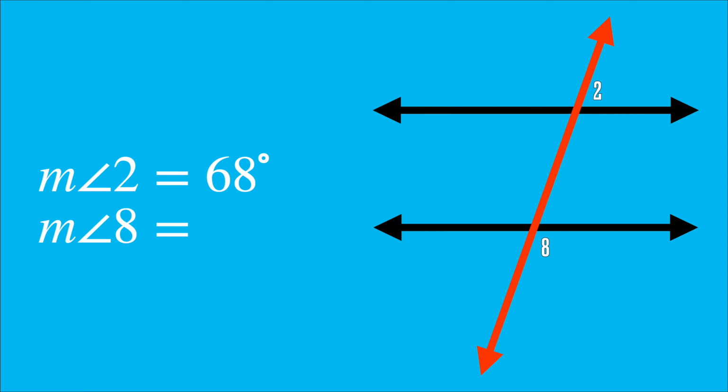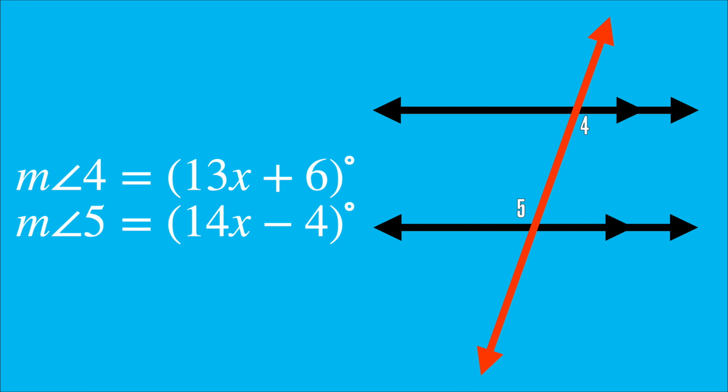All right, in this case, angle 2 is 68 degrees, so we're looking for angle 8. Well, let's see. Angle 2 and angle 8 are same side exterior, which means they should be supplementary. But also, if we just look, 2 looks like it's acute, and it is, which means 8 would have to be obtuse. Looking at it, you can tell that they aren't meant to be the same angle. So we would do 180 minus 68, and that gives us 112 degrees.